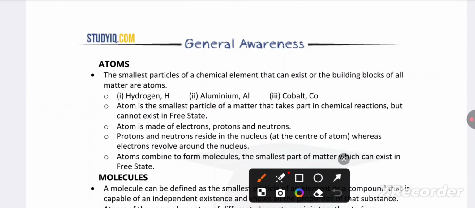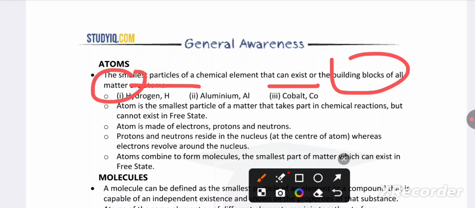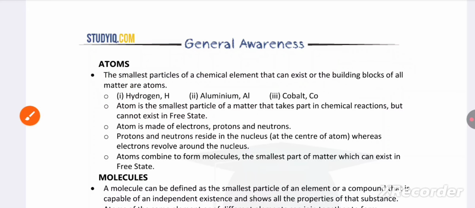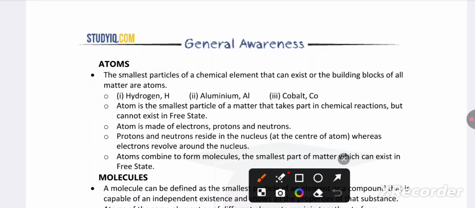Atoms. An atom is the smallest particle that can exist, the building block of all matter. Matter is nothing but all the things we can see in our surroundings, like pen, keyboard, mouse, monitor. Everything is made up of matter. An atom is the smallest particle of matter that takes part in a chemical reaction but cannot exist in a free state. Important: an atom cannot exist in a free state.